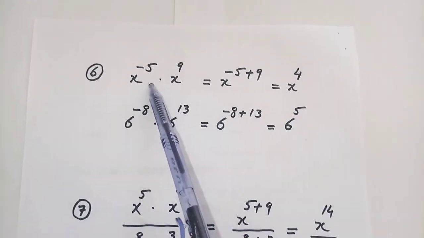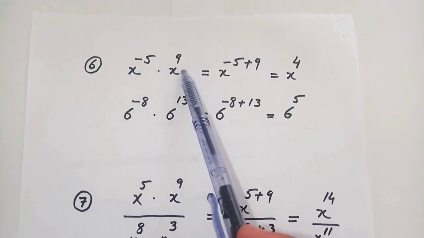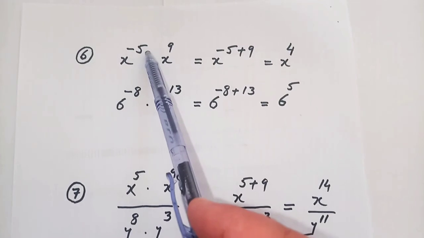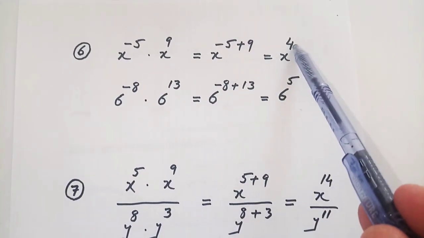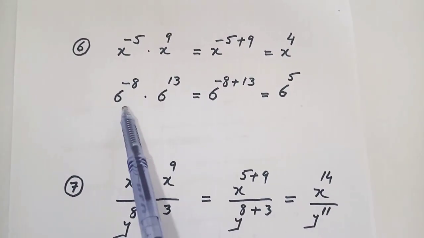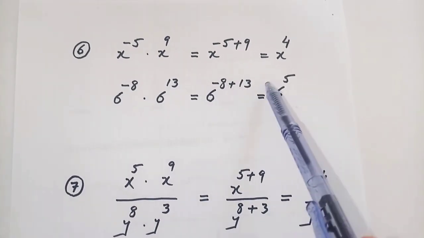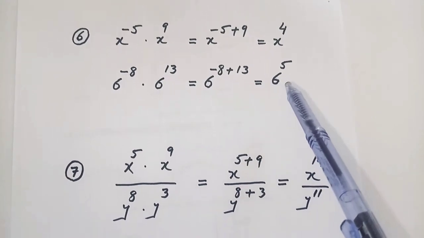Again here, when bases are the same, then powers are added. Here the base is x, here the base is x. So we write x and powers are added: minus 5 plus 9 is plus 4. So x power 4. The answer of this is this. Here again bases are the same, so powers are added. Minus 8 plus 13 is 5. 6 power 5. So the answer of this is this.